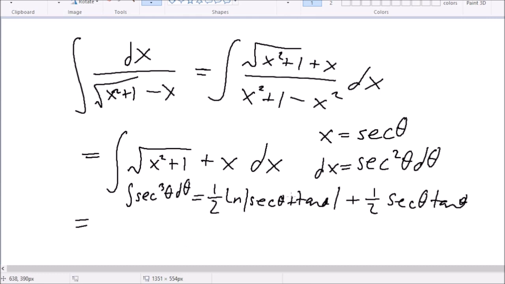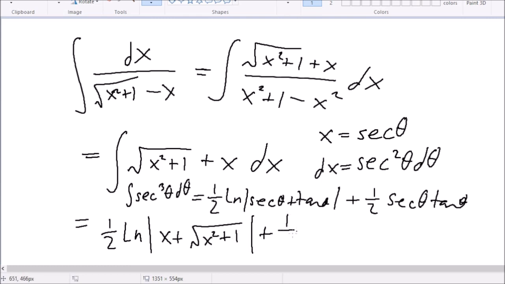But then I have to change it back to x, and that's nasty. So then we pretty much have the ln of x plus the square root of x squared plus 1. So tangent of inverse secant x is this. I just don't want to do the triangle thing because it takes too long. And then plus, we still have this x. Don't forget that.